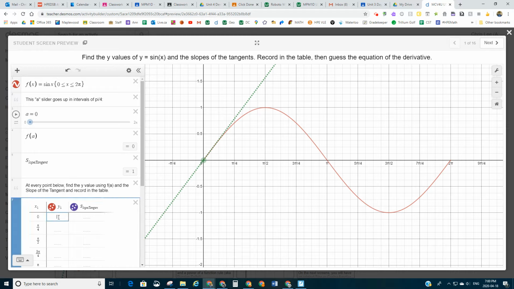We'll write down the y coordinate at 0. So just the regular sine function. Of course, sine of 0 is 0. And then we're going to record what the slope of the tangent is. So if you look here, apparently the slope of the tangent is 1.